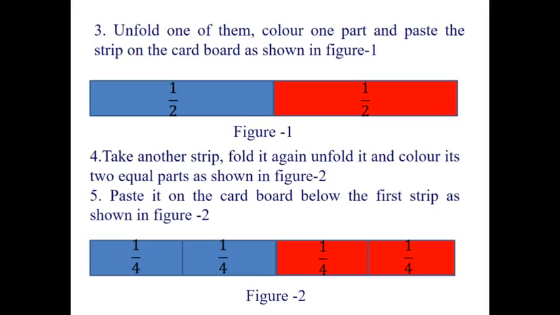Look at figure 2. Here we folded the rectangular sheet of paper 2 times. That means we got 4 equal parts and each is 1 by 4. Then paste it on the cardboard below the first strip as shown in figure 2.